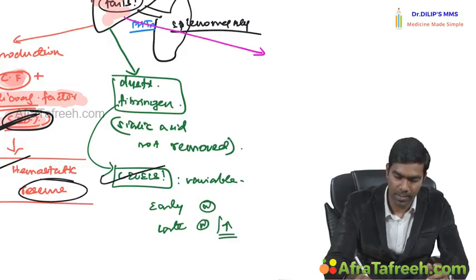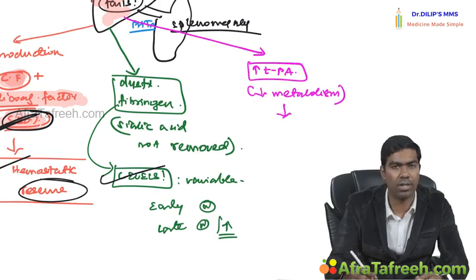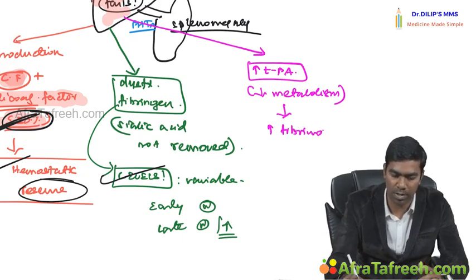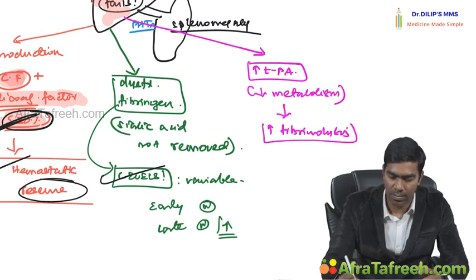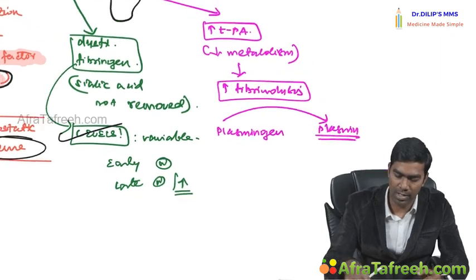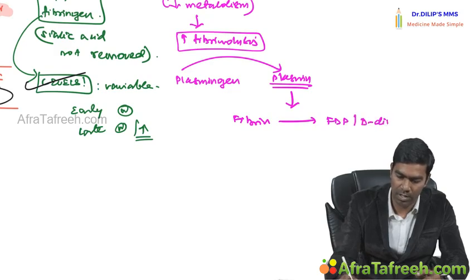And the third thing, they'll be having elevated circulating TPA, that's tissue plasminogen activator, again due to reduced metabolism. Liver is the one that metabolizes this TPA. So because they have reduced metabolism of TPA and increased levels of tissue plasminogen activator, they'll go for increased thrombolysis, fibrinolysis in the blood, which means they are going to convert more of plasminogen to plasmin. And this plasmin is going to convert fibrin into FDP and D-dimer.